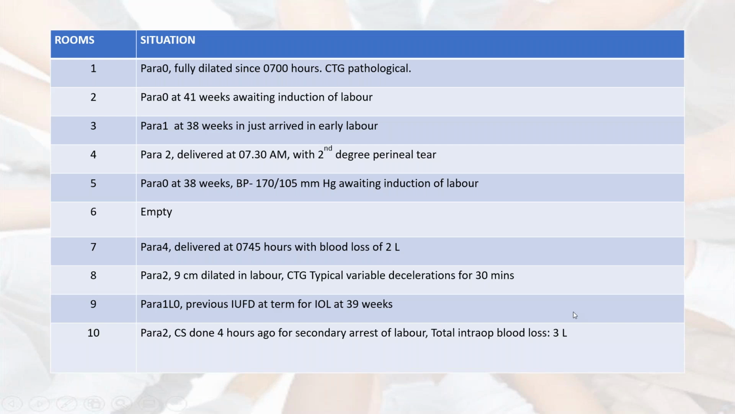Room number 1, where there's a pathological CTG, a senior midwife or ST3 can go there. Room number 5, where there is preeclampsia. Here, the second most senior is the anesthesia registrar. So can we send the registrar here, or shuffle the registrar from this room? ST3, you're sending to 5, right?